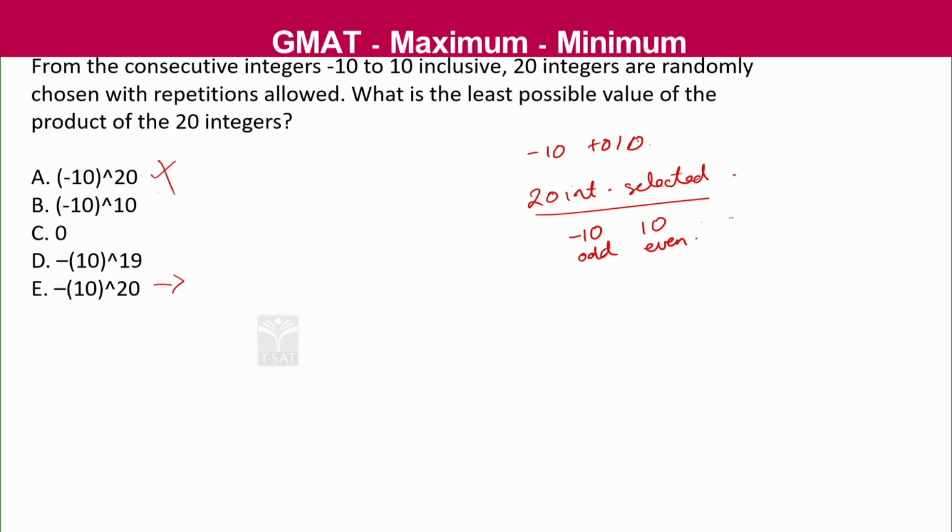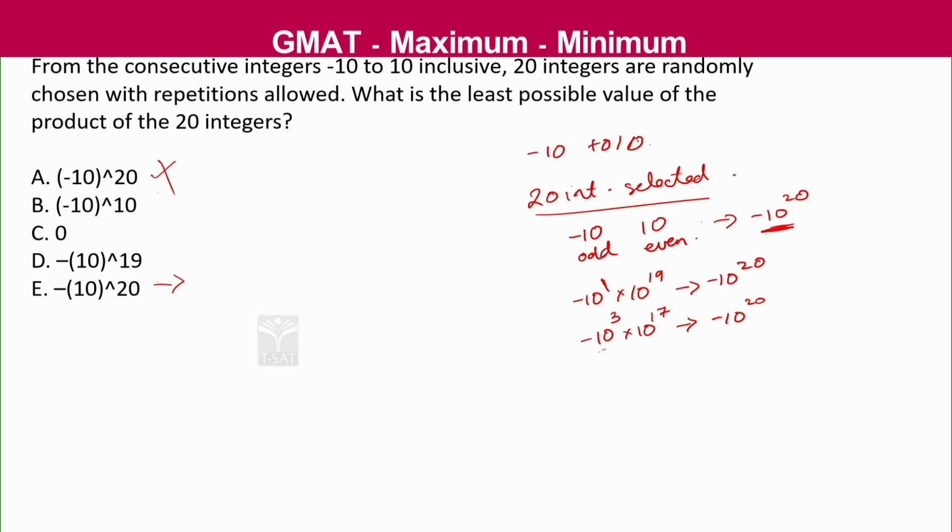So that will give you minus 10 raised to the power of 20 as the required answer. Let's just take an example: minus 10 to the power of 1 into 10 to the power of 19, because 20 integers are selected. We select 10 as 19 of them and minus 10 as one of them. You will have the product equal to minus 10 to the power of 20. You can try it with another odd number: minus 10 raised to the power of 3 into 10 to the power of 17, which will again give you minus 10 raised to the power of 20.